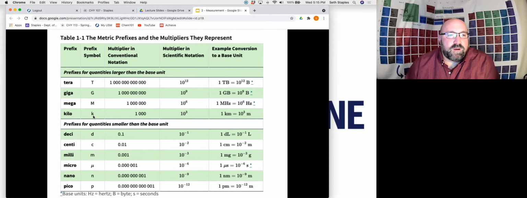Those of you who are familiar with computers, some of these might look familiar: kilobyte, megabyte, gigabyte, terabyte. That's all that it means. A kilobyte is 1,000 bytes. Megabyte, 1 million bytes. Gigabyte, 1 billion bytes. Terabyte, 1 with 12 zeros bytes. We also see our multipliers in scientific notation over here. Scientific notation is also something you'll have to be familiar with.